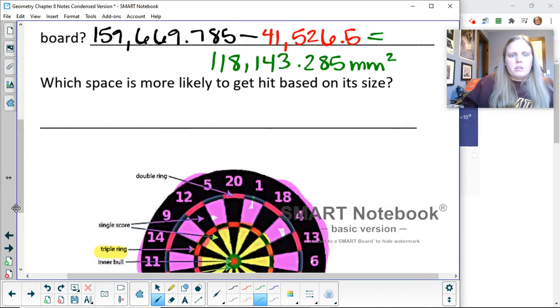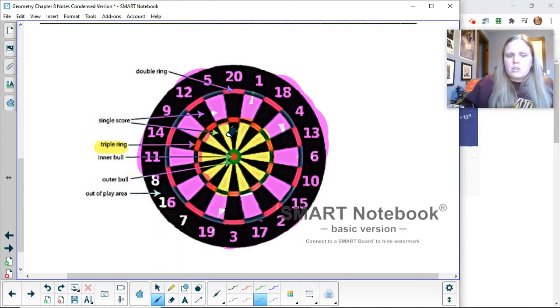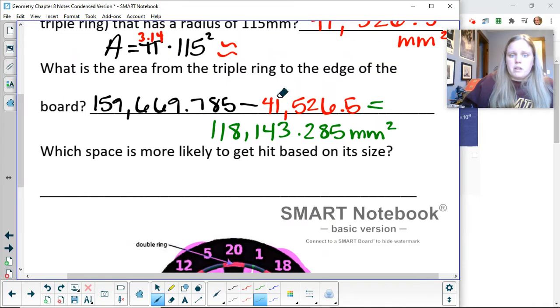Which space is more likely to get hit based on its size? Well, I suppose if you're throwing darts and you're using probability, knowing that maybe you're not a dart savant, just an amateur, just throwing them, this inner circle is clearly smaller than the space out here in the pink area, which is also shown by the number. 41,000 and some is much smaller than the 118,000. So I would say that outer ring is a better chance of getting hit than the inner ring.